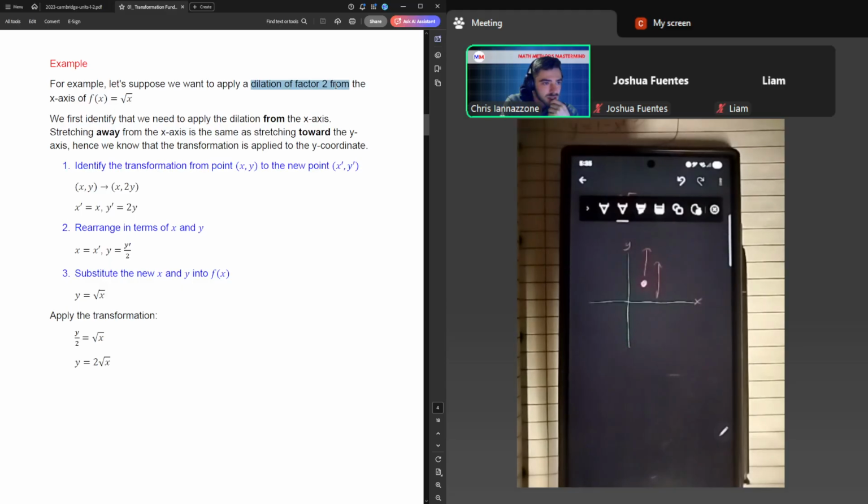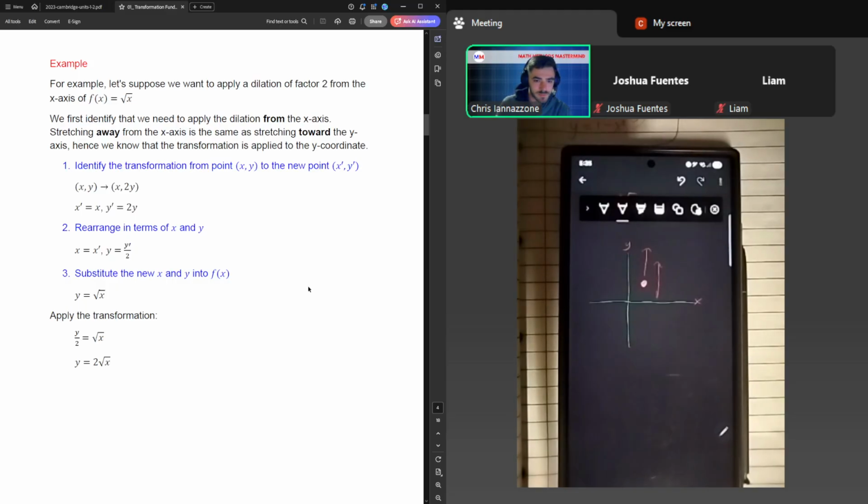So in this case, dilate factor of 2 from the x-axis, you've got the square root graph. So 2 from the x means it's going in the y direction. It's going away from the x. So you multiply the y value by 2. Y dash becomes 2y. Rearrange, substitute. In this case, our function is square root x. Every x stays the same, every y gets y divided by 2, and then you just get the y back on its own.